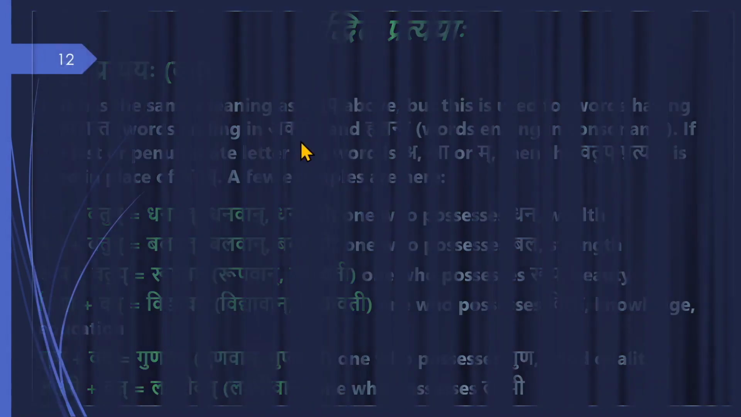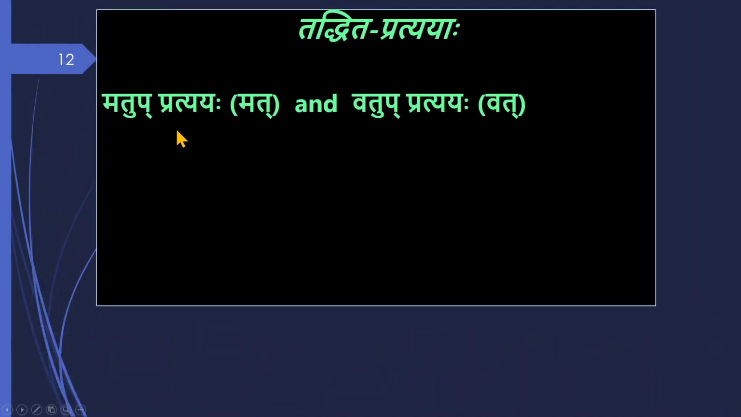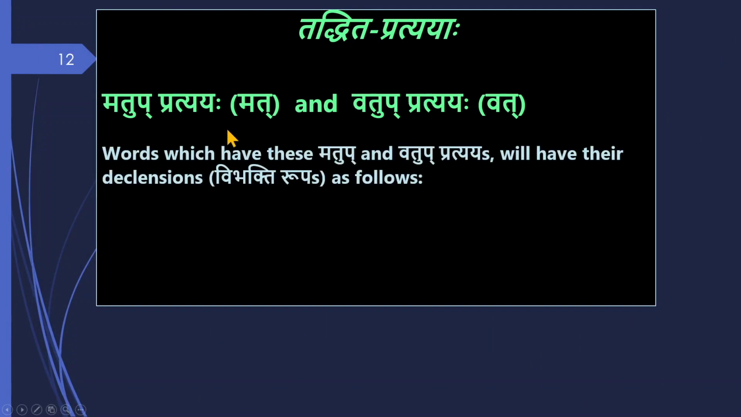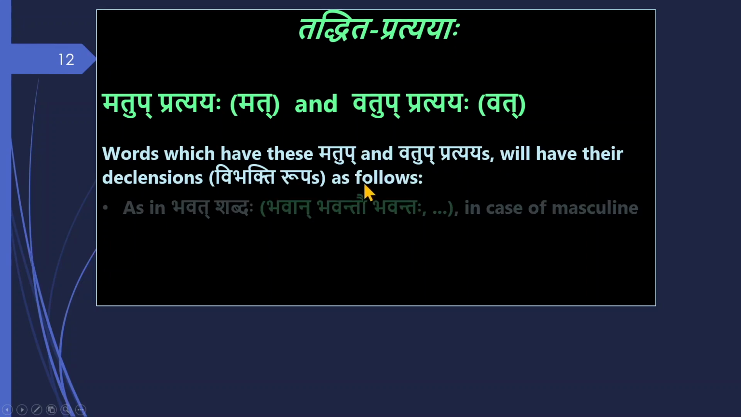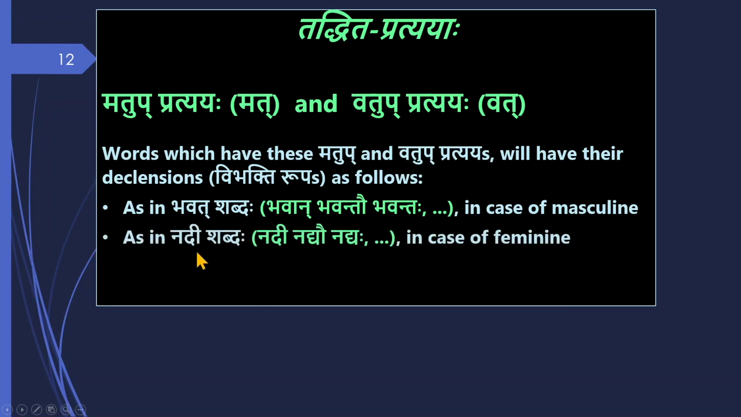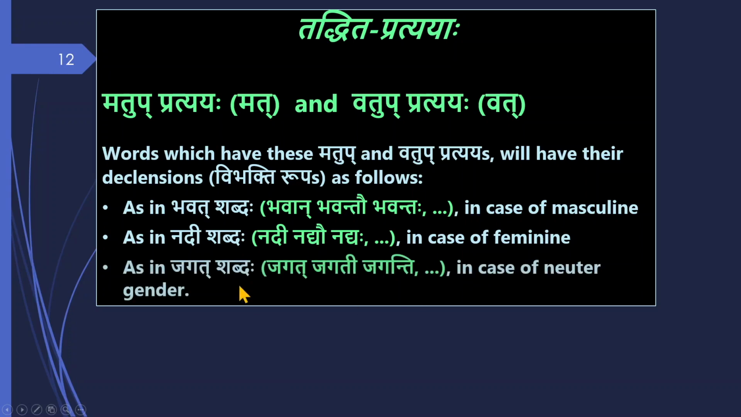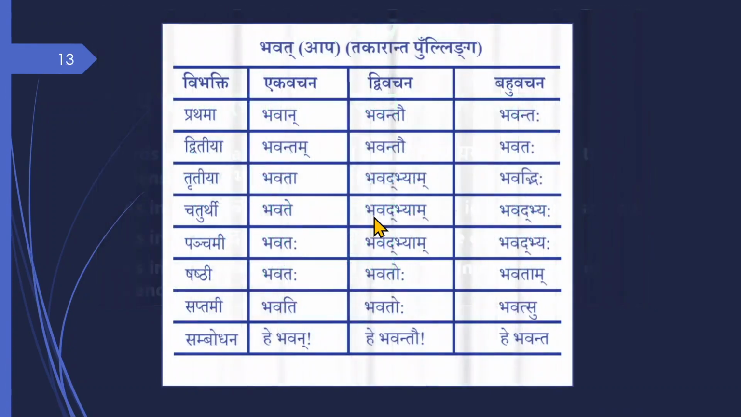We go further. Some more details about the Matup and Vatup Pratyayas. Words which have these Matup and Vatup Pratyayas will have their declensions, Vibhakti Rupas, as follows. As in Bhavat Shabda: Bhavan, Bhavantau, Bhavantah in case of masculine. Nadi, as in Nadi Shabda: Nadi, Nadyau, Nadyah in case of feminine. And Jagat Shabda: Jagat, Jagati, Jagan, Jaganti in case of neuter. I am showing you these forms just for your reference.